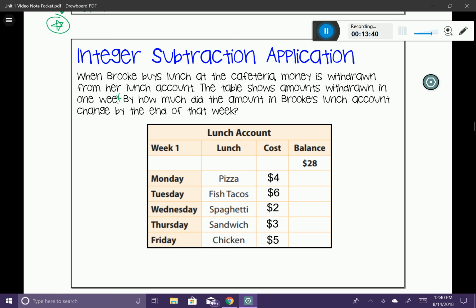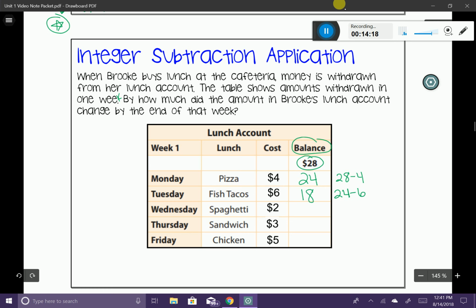So let's see here. It looks like Brooke starts with $28. On Monday, she buys a pizza lunch. So what we want to do is take our 28 and subtract 4. If we take 28 and subtract 4, that's going to leave us with $24 left. That's her balance. That's what we call it. Then she has $24, but on Tuesday she spends 6 of it. So I'm going to say 24 minus 6. That's going to leave me with $18.